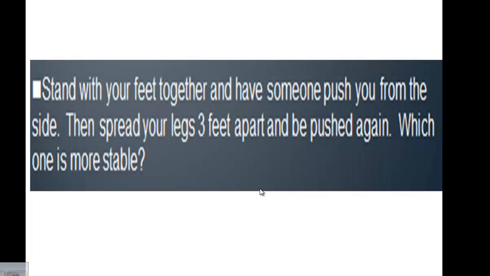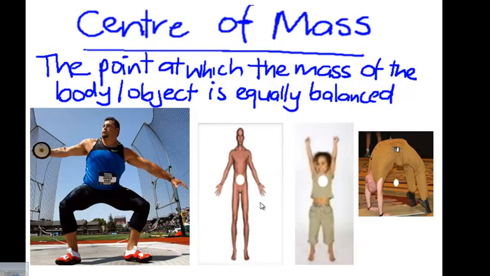Which one would be more stable and why? Alright, our next one, centre of mass. Okay, and this basically means the point at which the mass of the body or object is equally balanced.